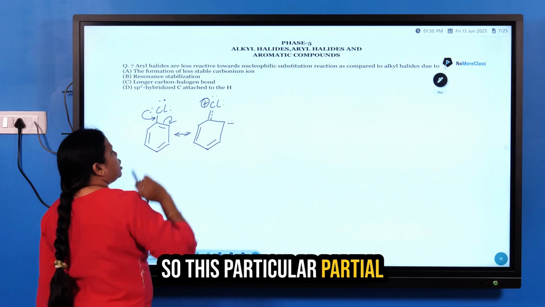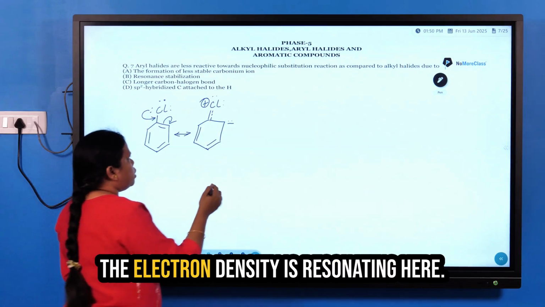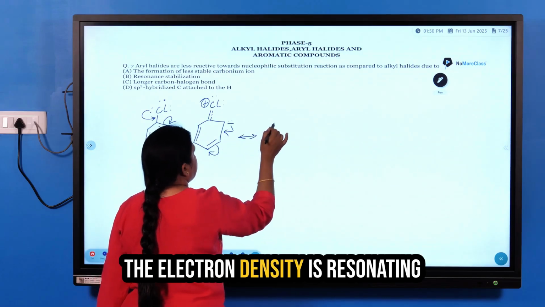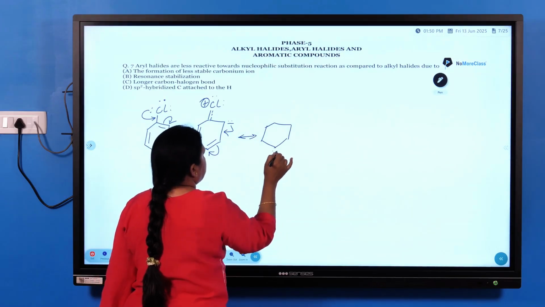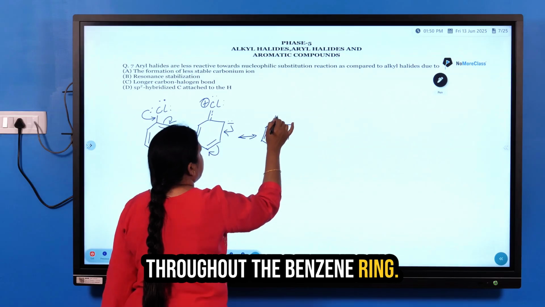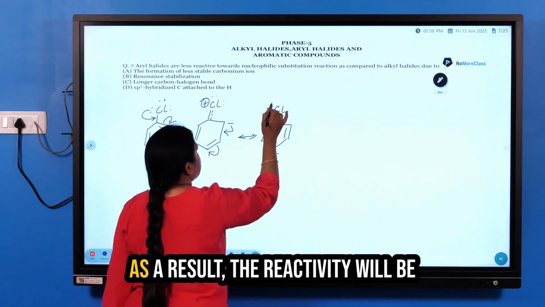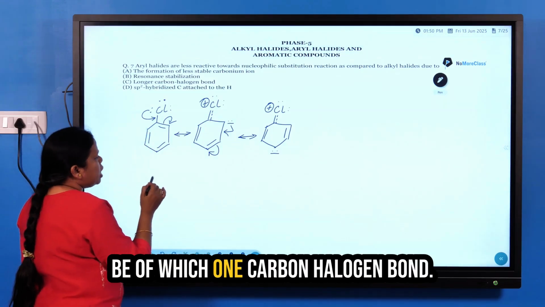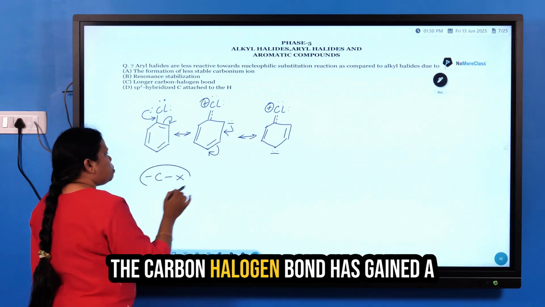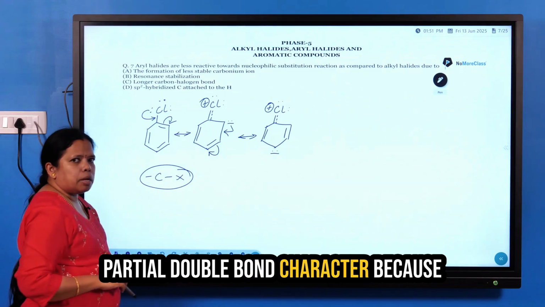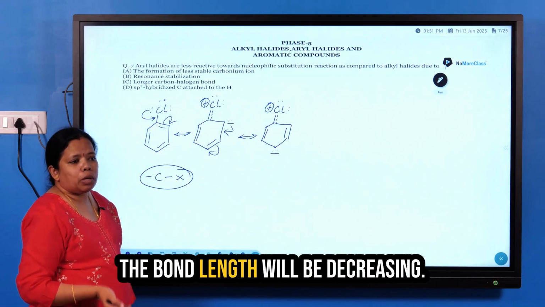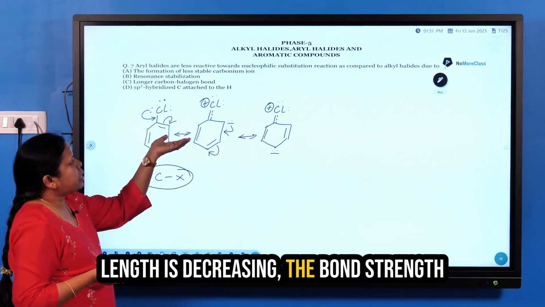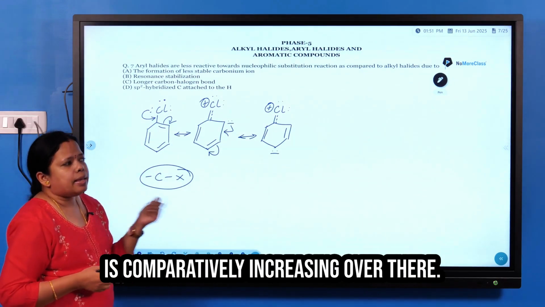So this particular partial double bond character, now this will resonate. The electron density is resonating throughout the benzene ring. As a result, the reactivity will be reduced because the reactivity should be of which one? Carbon halogen bond. Now carbon halogen bond has gained a partial double bond character. Because of partial double bond character, the bond length will be decreasing. Above that, whatever bond length is decreasing, the bond strength is comparatively increasing over there.